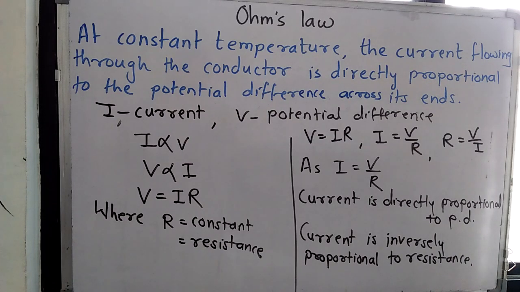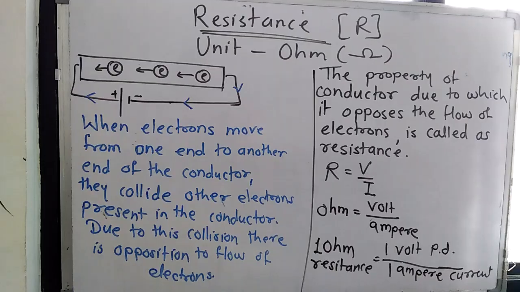We have to study the resistance. So as I is equal to V upon R, it means current depends on two factors here. One is potential difference and the second one is resistance. So if we observe I is equal to V upon R, it means current is directly proportional to the potential difference because V is at the numerator, R is at the denominator. Current is directly proportional to the potential difference and current is inversely proportional to the resistance. Now we have to study what this resistance actually means.